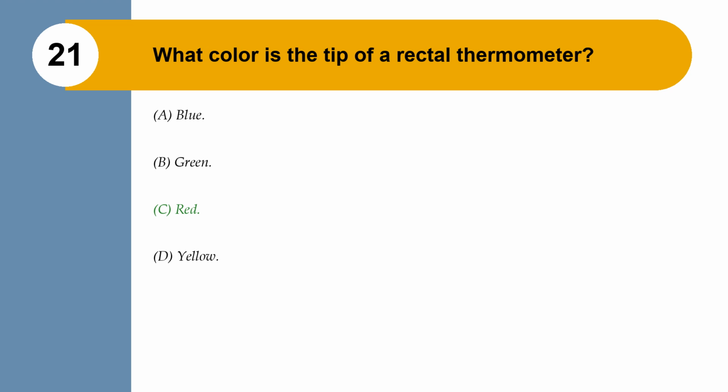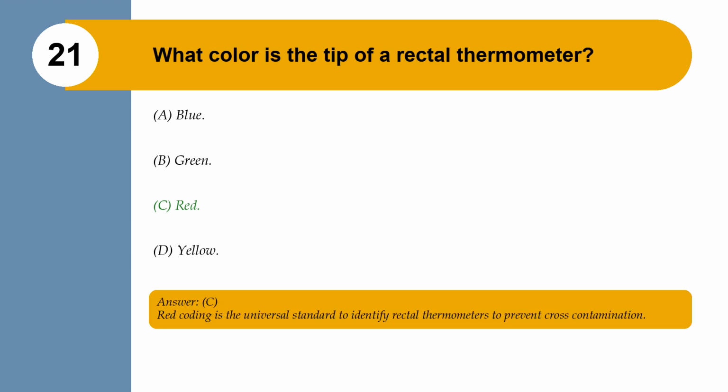The correct answer is option C, red. Explanation: red coating is the universal standard to identify rectal thermometers to prevent cross-contamination.